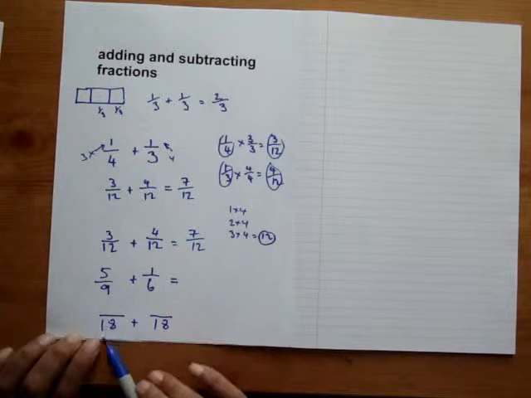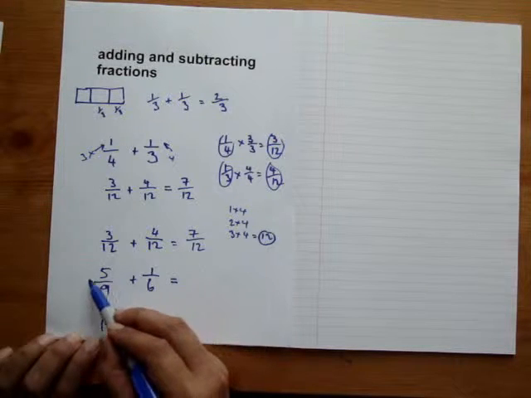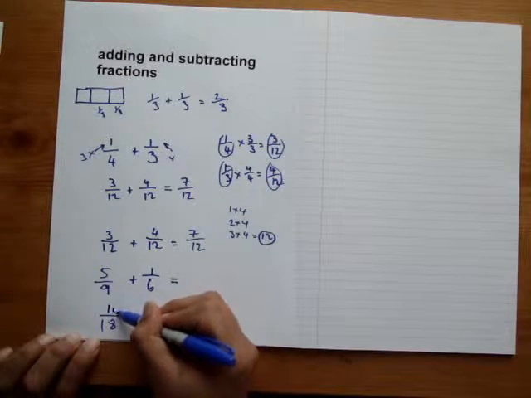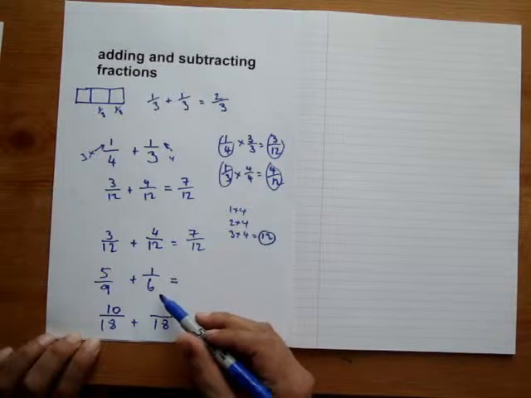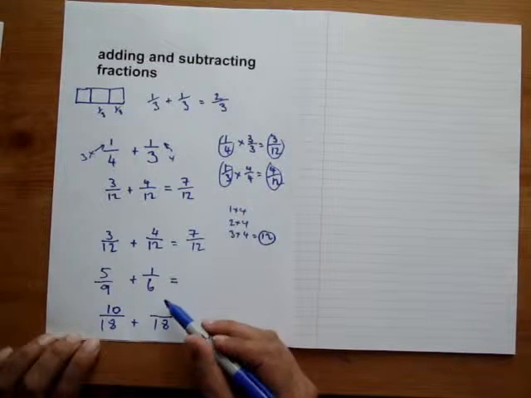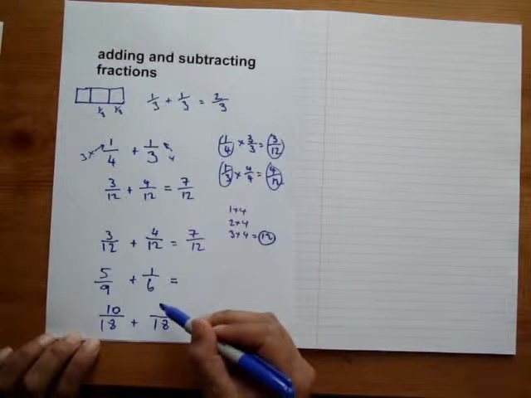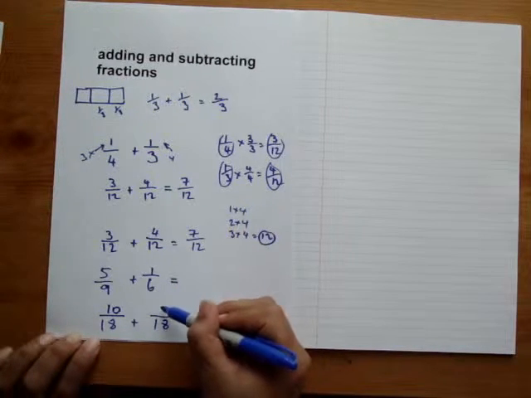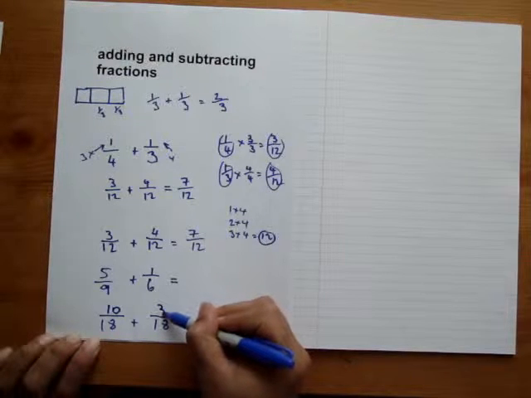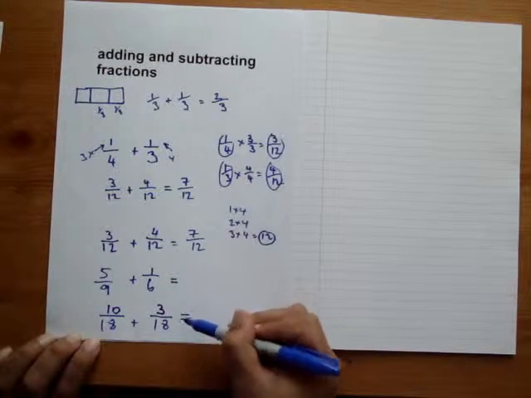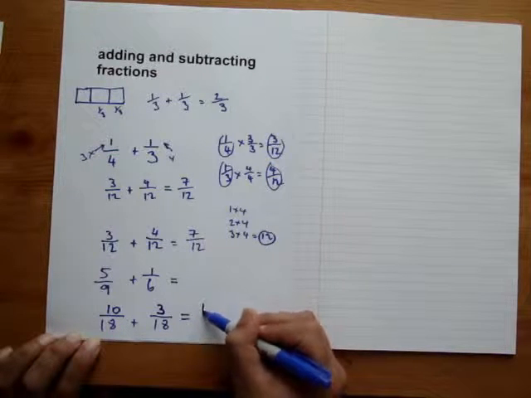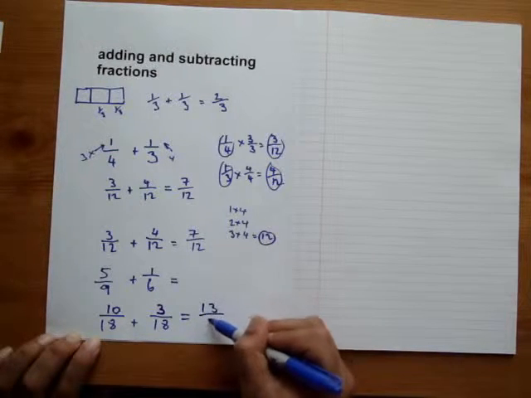How many 9s go into 18? 2. 2 times 5, 10. How many 6s go into 18? 3. 3 times 6 is 18. Do the same to the numerator. 3 times 1 is 3. Now add them together. 3 18ths plus 10 18ths, 13 over 18.